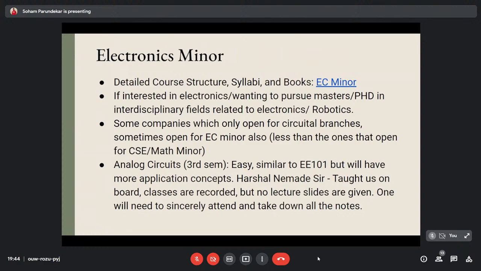And coming over to the assignments, which were a part of this course, there were two assignments, one before your midsem and one before your endsem. And the syllabus was pretty much the same as your midsem or endsem syllabus. So if you did your assignment sincerely, then pretty much your preparation for the endsem or midsem was complete.